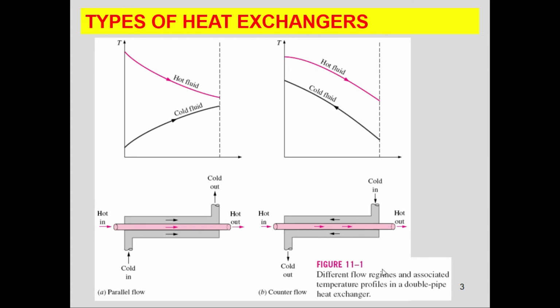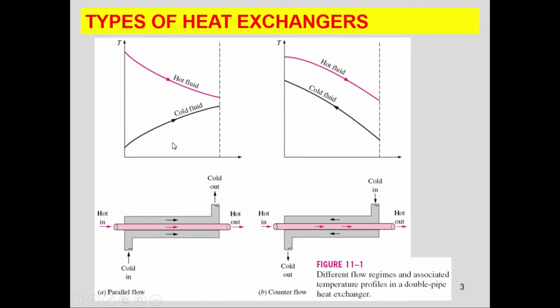While in the case of the counter flow double pipe heat exchanger, the hot fluid is moving from left to right, and the cold fluid is moving from right to left. So both of the fluids are moving in opposite directions. So this is the example of the double pipe heat exchanger with counter current flow, right? And let's have a look at the temperature profiles of the parallel flow and the counter flow double pipe heat exchanger.